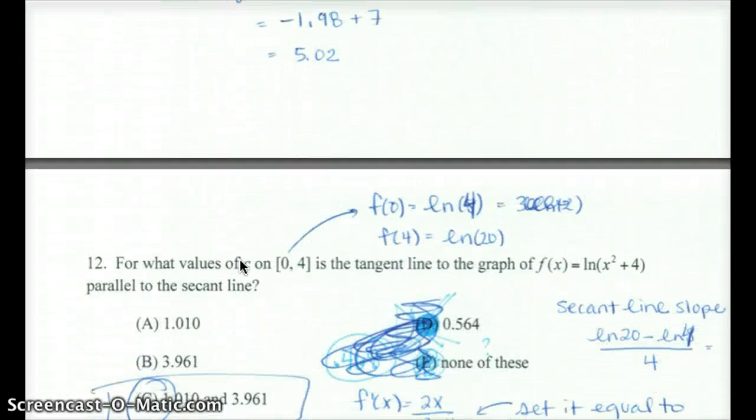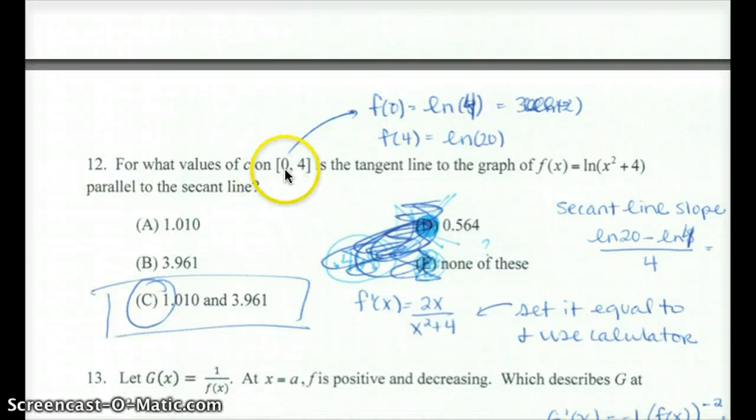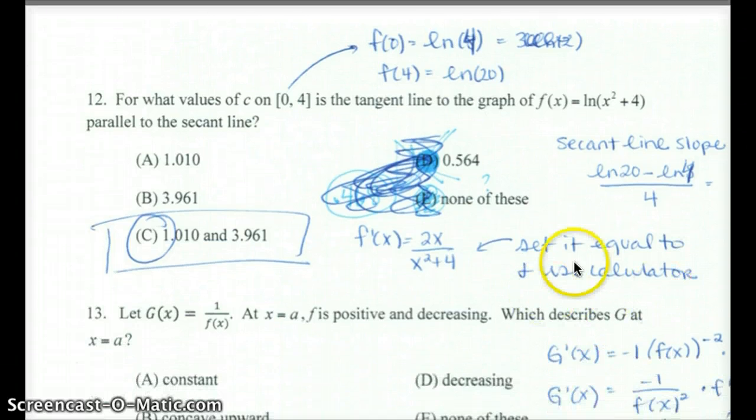Here's a quick look at how the work would look. Notice I got the two endpoints, which are (0, ln 4) and (4, ln 20). And I would just keep these as ln so that it stays as accurate as possible. And I can calculate the secant line slope like this. And then I set this equal to the first derivative in my calculator. I don't even show the work here. And it turns out there are two places where those two lines intersect with each other, and both of those places are going to be solutions to this question.